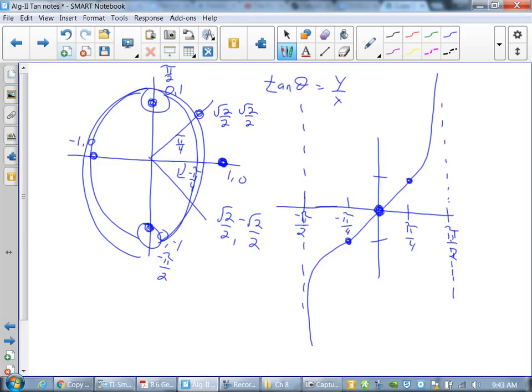Will they ever flip around? They could, if the A value is negative. It just goes the other direction, just like sine and cosine does.